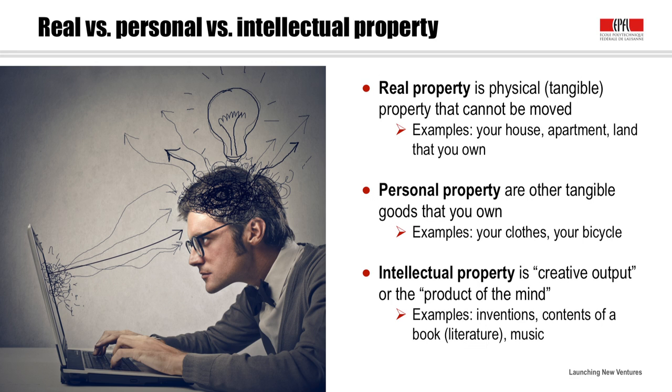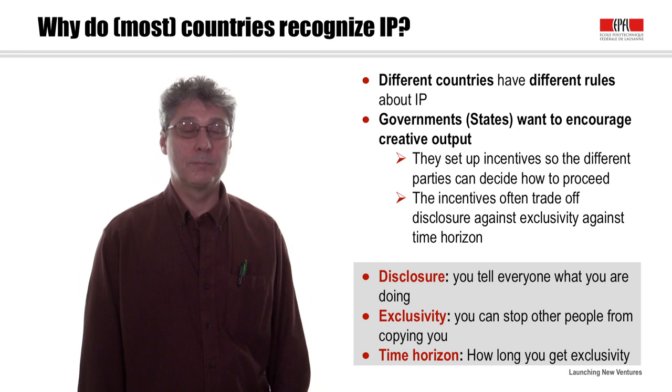Now, on the other hand, intellectual property is regarded as creative output or the product of the mind. So these are things like discoveries, inventions, literature, music. And over the centuries, there has developed an entire body of law relating to how we create, transfer, sell, rent, etc., this particular type of property. And that's what we're going to talk about today.